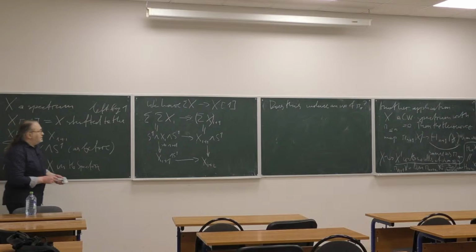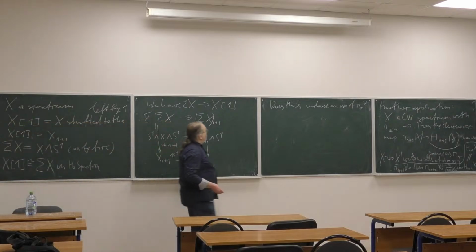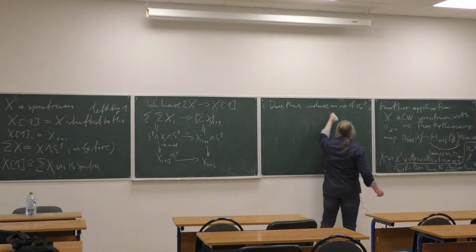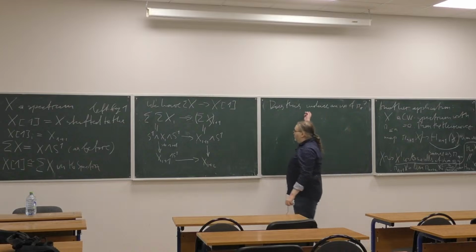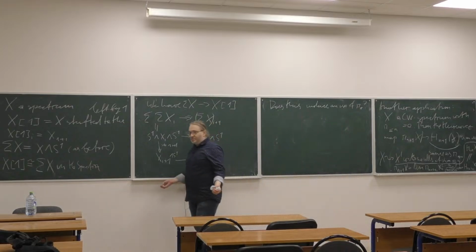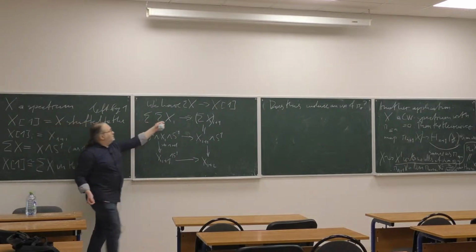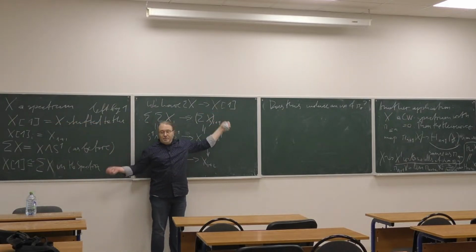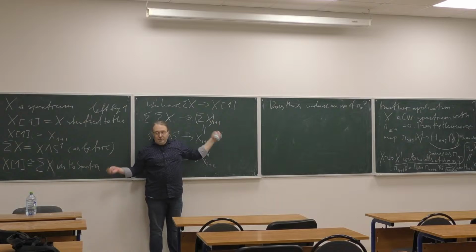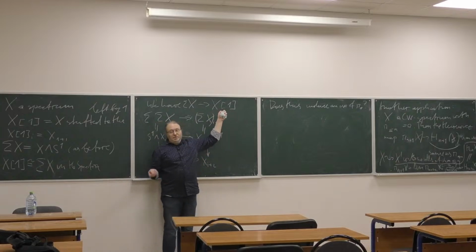Well, this is exactly what this question asks. We have two functors. We have a transformation. Is this transformation an isomorphism in the homotopy category, which means does it induce an isomorphism of the homotopy groups?